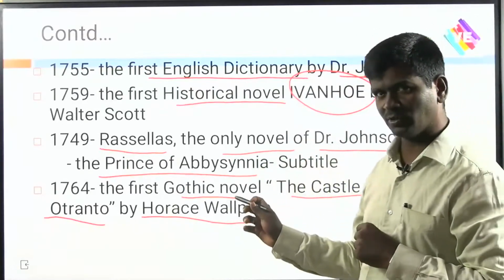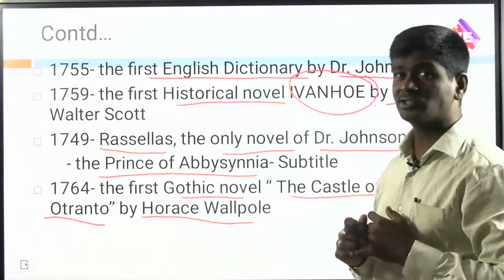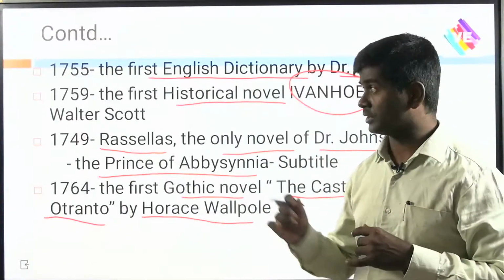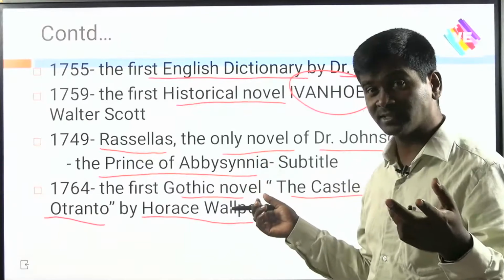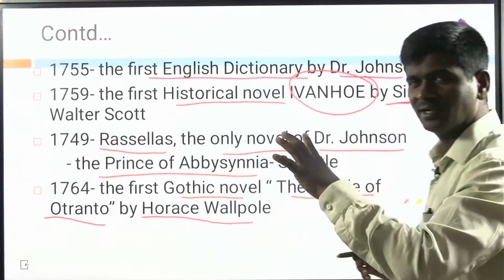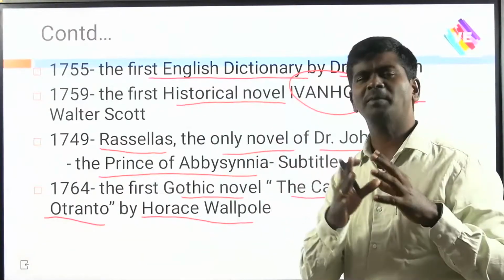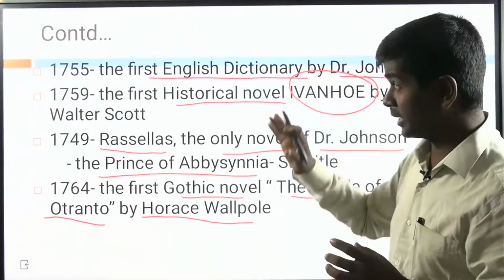So the first Gothic novel, The Castle of Otranto by Horace Walpole; the first historical novel, Ivanhoe by Sir Walter Scott; and the only novel by Dr. Johnson, Rasselas, and the subtitle, very important, friends. All of these were repeated more than half a dozen times in the history of NET, remember, and the four dates.